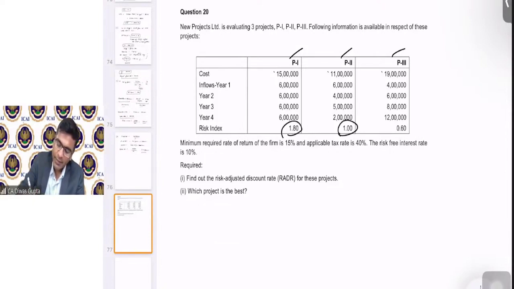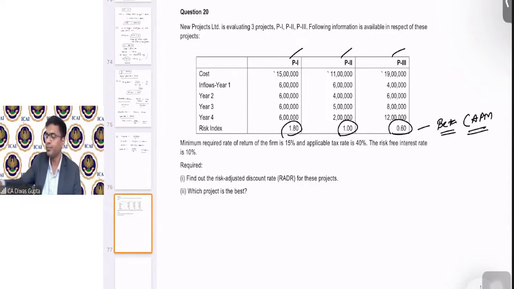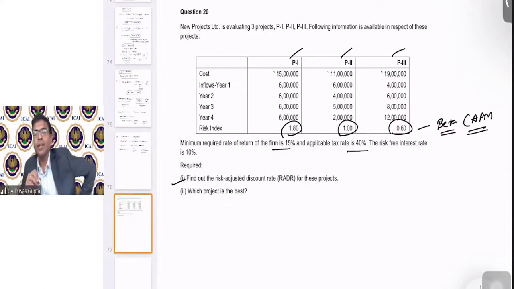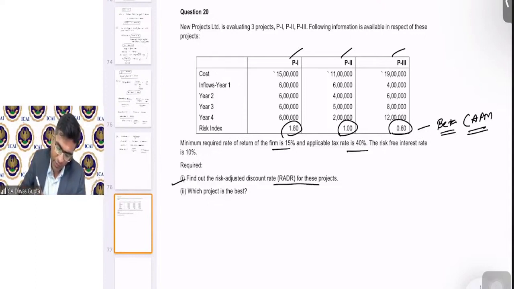What do you mean by risk index? Risk index is: if market interest rate is 1, then for this project, you have to take 1.8 times. It is as good as beta that you study in your CAPM, capital asset pricing model. Find out the minimum required rate of return for the firm is 15% and applicable tax rate is 40%. The risk-free rate is 10%. Required: find out the RADR, and which project is the best.